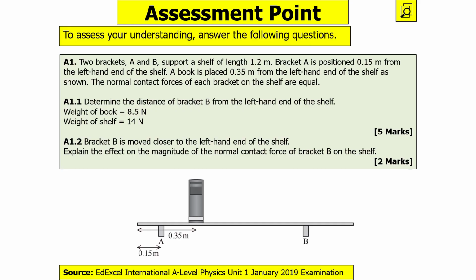Two brackets A and B support a shelf of length 1.2 meters. Bracket A is positioned 0.15 meters from the left-hand end of the shelf. A book is placed 0.35 meters from the left-hand end of the shelf as shown. The normal contact forces of each bracket on the shelf are equal. Determine the distance of bracket B from the left-hand end of the shelf, where the weight of the book is 8.5 newtons and the weight of the shelf is 14 newtons. Bracket B is moved closer to the left-hand end of the shelf. Explain the effect on the magnitude of the normal contact force of bracket B on the shelf.